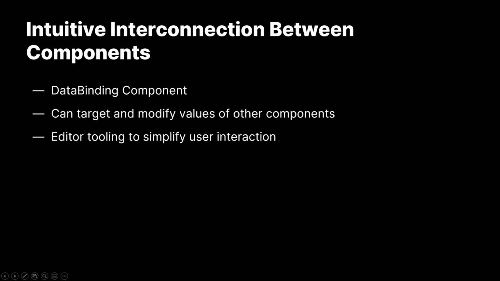Okay, so you can see through the few examples there that the data binding component can target and modify values of other components, and that we've used editor tooling to simplify the user interaction with this component by using reflection to give people simple menus for picking target properties and grabbing source values out of data sources that exist in the game.